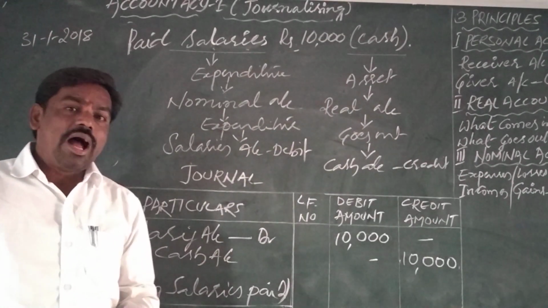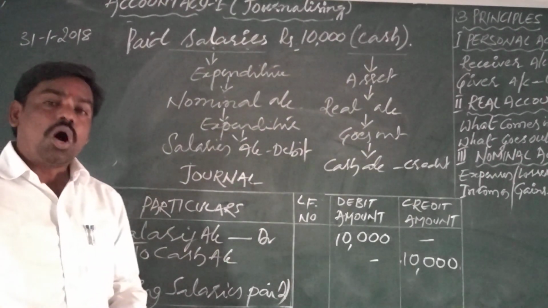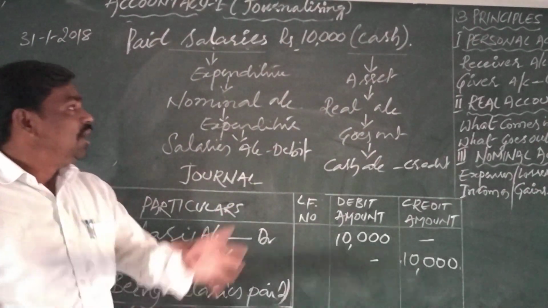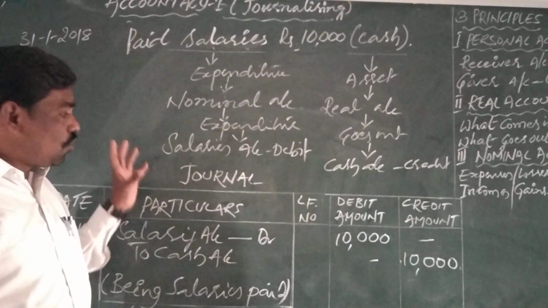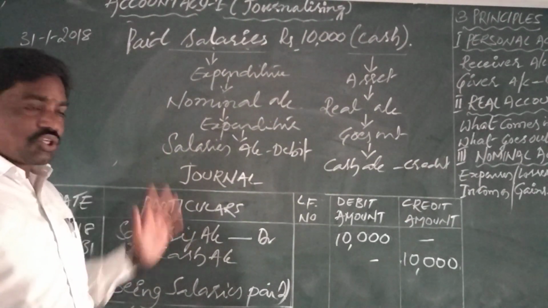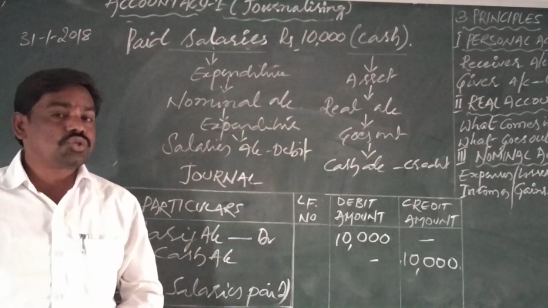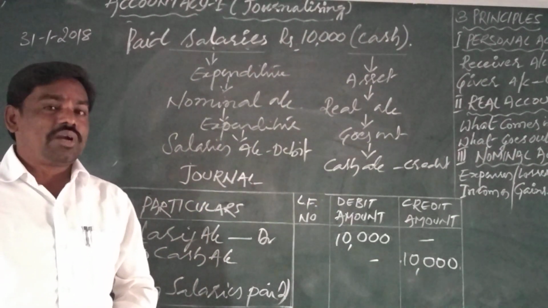Okay, students, I hope you understood how to write the journal entry in the book called journal. The process of recording accounting transactions in the journal is called journalizing. So we completed the process of journalizing.